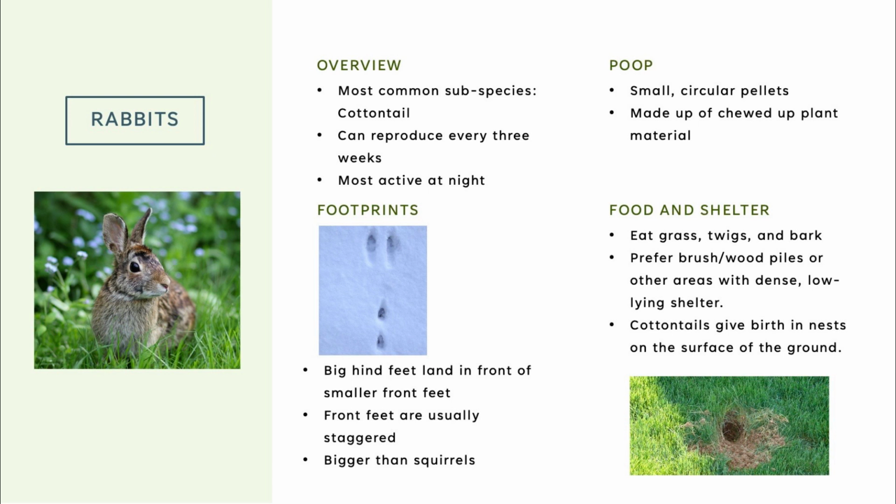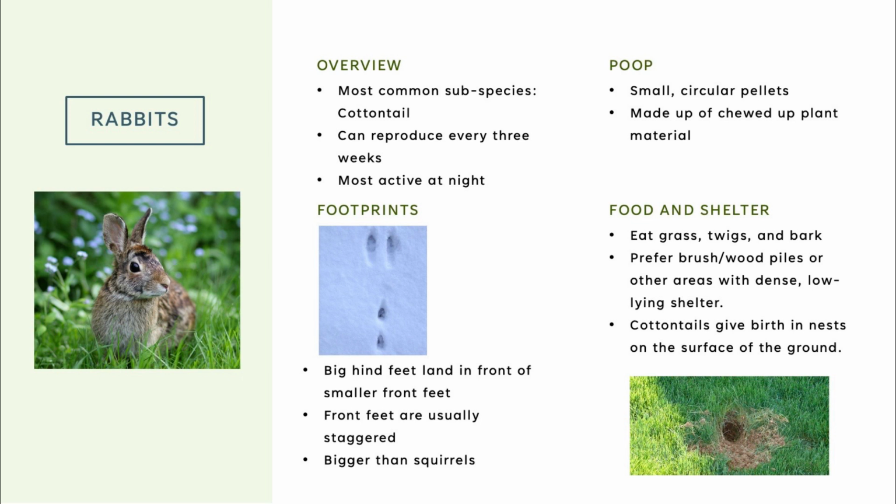Cottontail rabbits are also very common throughout all the US. One reason for this is that they can reproduce every 3 weeks. Rabbits are most active at night, specifically right before dawn and right after dusk.